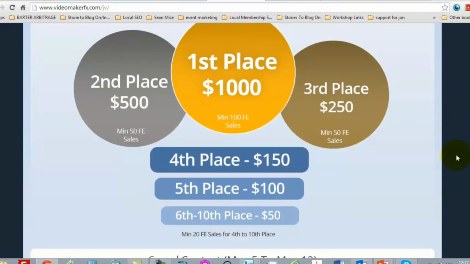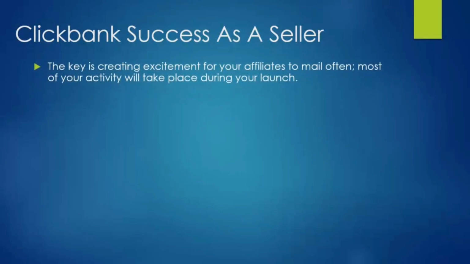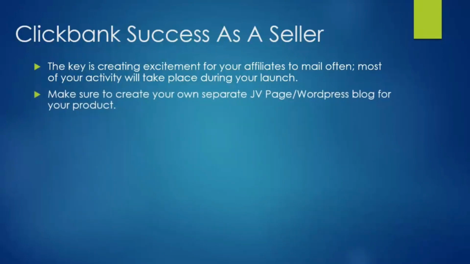So you've got all kinds of materials and examples. You want to give your buyer or your affiliate the ultimate in tools so that they can sell for you. And now the key is going to be creating excitement for your affiliates to mail for you often, because the more that they follow up with their particular list and their buyers, you're going to be able to generate more sales. They're going to generate more profits, and so you want to get them excited to do that. And that's one of the reasons why you want to have that JV page, which is basically going to be a WordPress blog. So it doesn't have to be fancy, just needs to have all the information there that your affiliates are going to need.